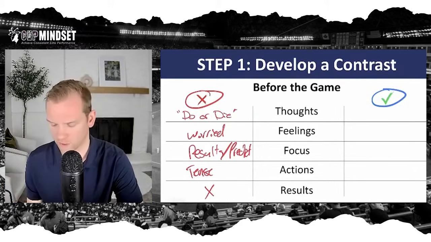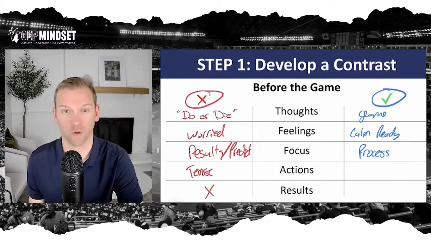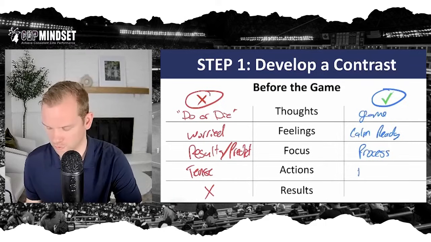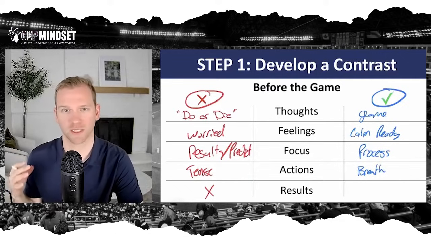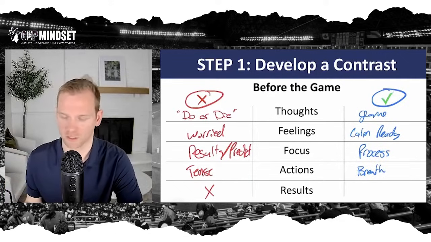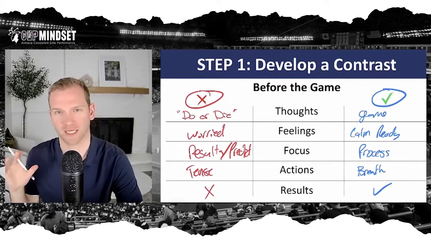So the thoughts for that might be, it's just a game. Keep perspective, their ability to zoom out. They feel calm, yet ready. They feel relaxed. Their focus is on the process and what they can control. They've let go of the results. Their actions, and maybe they're doing more breathing. They're a little more loose in the way that they prepare and they're having some fun, maybe listening to some music that they like. And the result is, we're going to be a lot more loose, confident, and attacking at the start of that game.